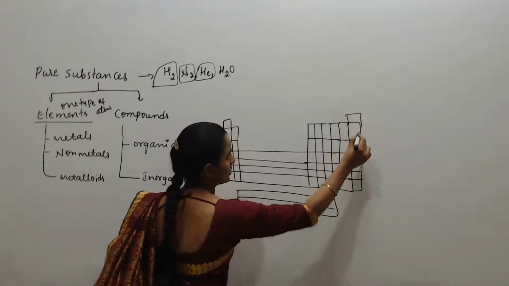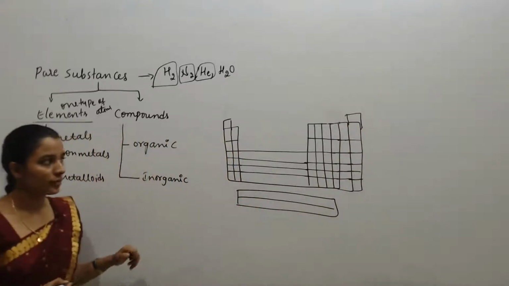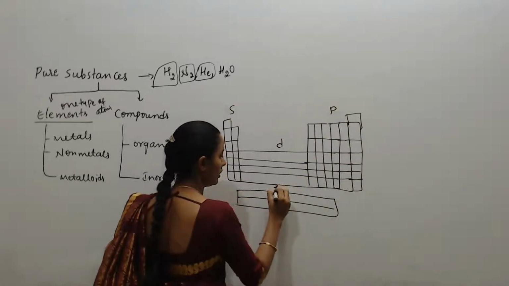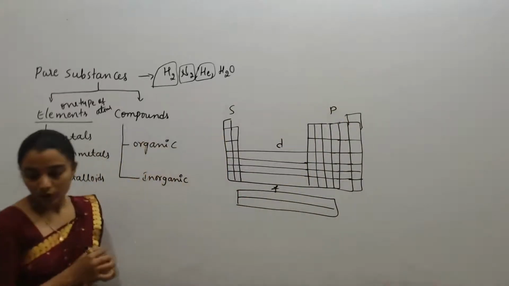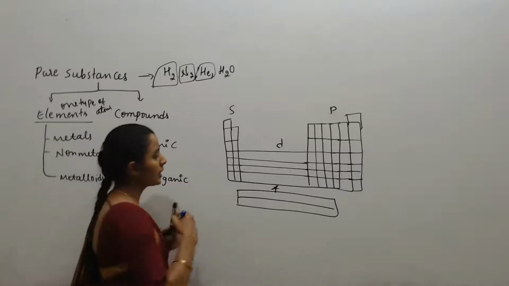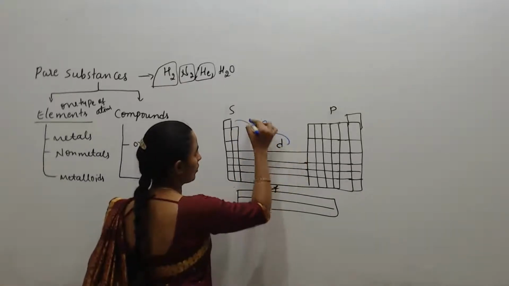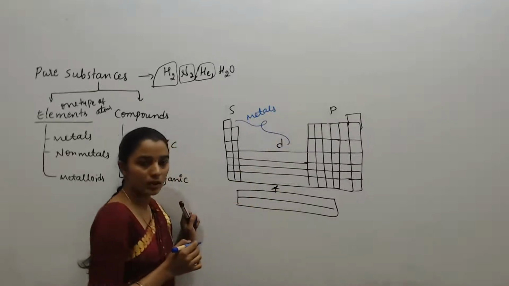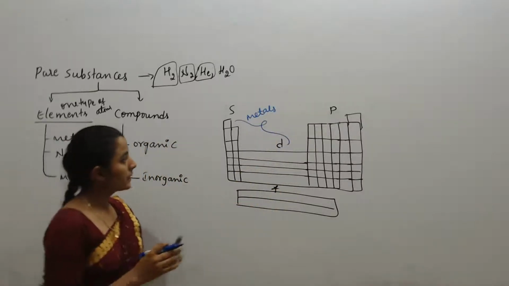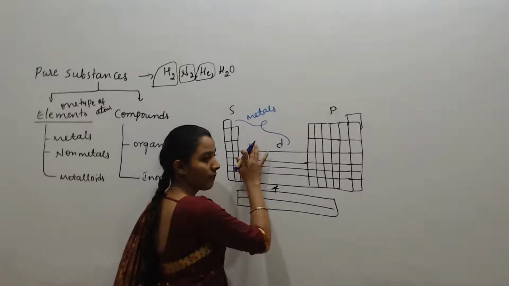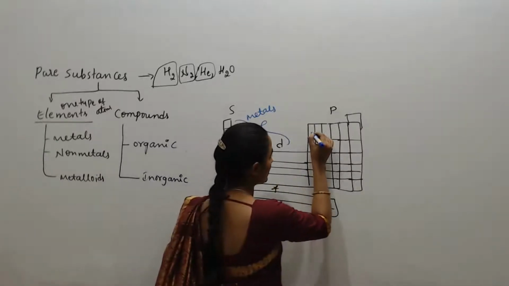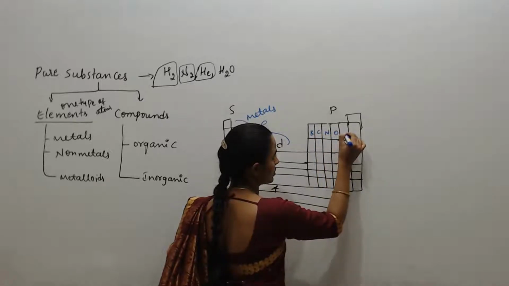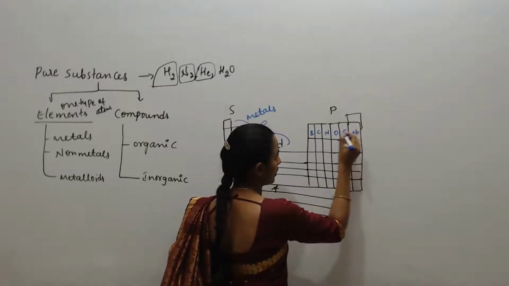So this is the representation of the general form of the periodic table. This is S block, P block, D block and F block. So students, whatever elements are present in the S and D blocks are almost all metals. Here, boron is there, carbon, nitrogen, oxygen, fluorine.